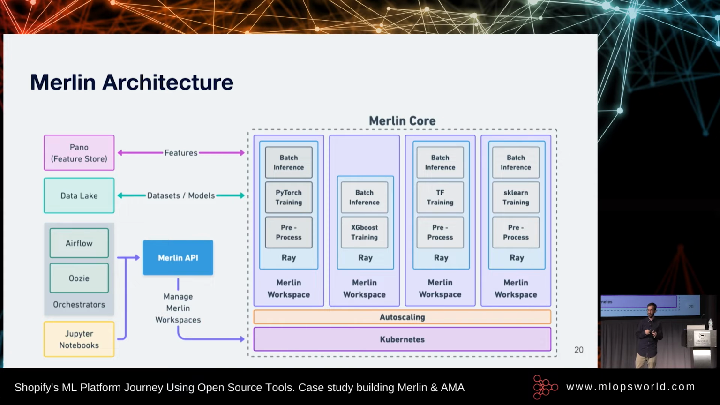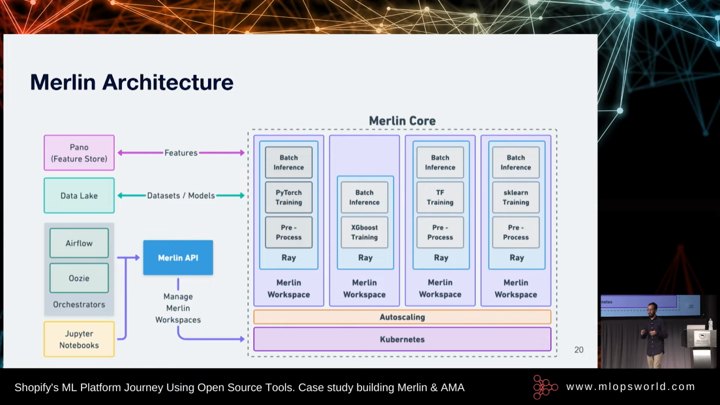Each Merlin workspace individually has a Ray cluster, and in that Ray cluster, they can run the whole machine learning workflow or a subset of that workflow. In this Merlin core, in that box, we can see the scalability that we can give to our users. Each Merlin workspace can also access our feature store, which we call Pano, for features, and our data lake to load data sets or models or to save new models that we just trained.